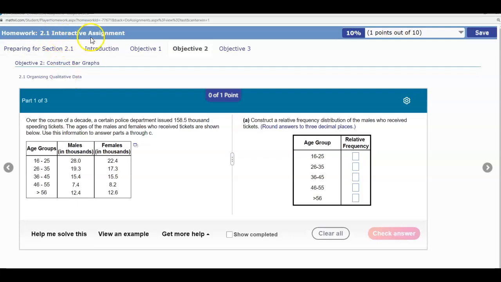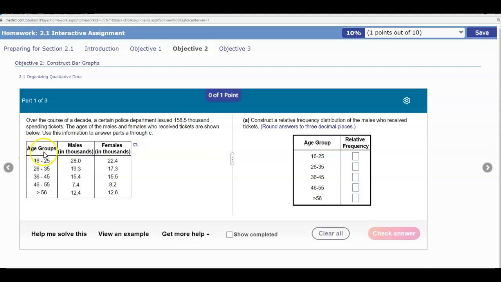Section 2.1 Interactive Assignment Objective 2. Over the course of a decade, a certain police department issued 158.5 thousand speeding tickets. The ages of males and females who received tickets are shown below. We're going to use this information to answer parts A through C.